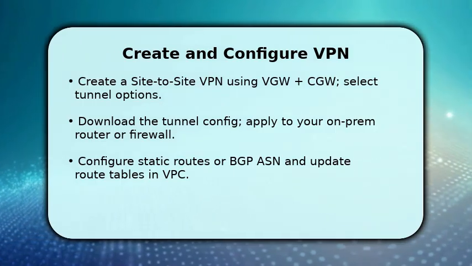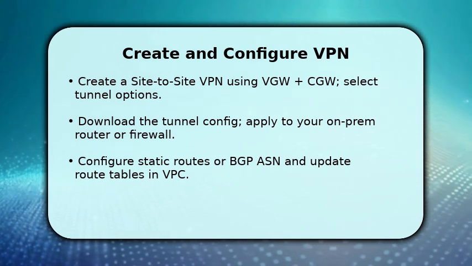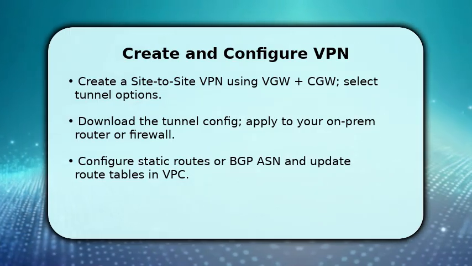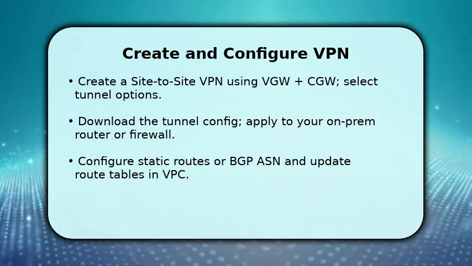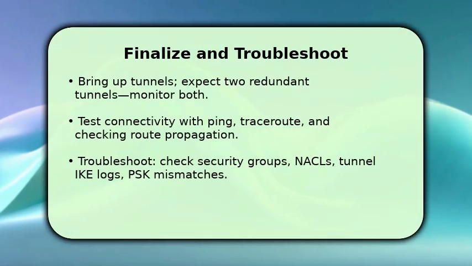Configure routing next. Either add static routes pointing to the tunnel or enable BGP with the correct ASN, and update your VPC route tables to direct on-prem CIDR traffic. Finish by bringing the tunnels up. AWS provides 2 redundant tunnels, so make sure at least one is established.